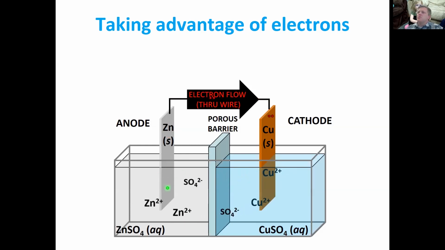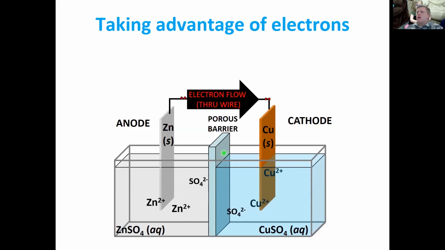So as this zinc 2+ is drifting out into the solution, we're building up positive charge in the solution. And as the copper 2+ is plating onto here, we're running out of positive charge on this side. So to keep the charge neutral in both solutions, our sulfate ions will drift from one side to the other through this porous barrier.